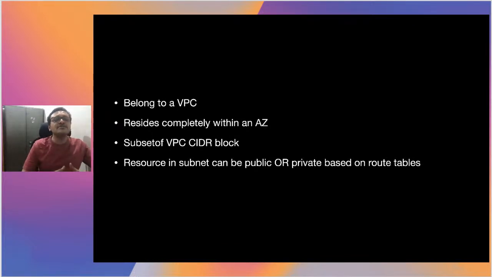Now, resources in subnets. You take a VPC IPv4 block and break it down into subsets. Of those subsets, IPs get allocated as you create resources in the VPC, such as EC2 instances or RDS clusters. Each of these resources can either be public or private based on route tables, which we will look at in a few minutes.